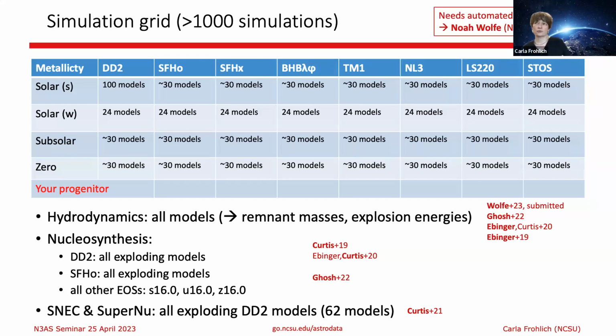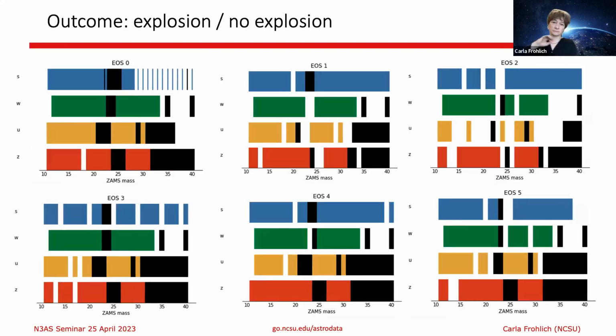But overall, this is on the order of 1,000 simulations done with different equations of state and different progenitor masses. We've used a subset of these simulations for a variety of other projects that are listed here. But for today, I want to focus on the remnant masses and the gravitational wave signals from these simulations.